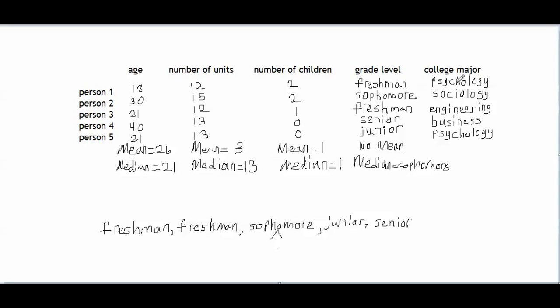Can we find the median of the college majors? College major is a nominal variable. So these 5 data values are a set of nominal data. You actually can't find the median of a set of nominal data because there's no way to put the data values in order from lowest to highest. If we can't arrange the data values in order from lowest to highest, like we did here, then we can't find the median. So these data values have no mean and no median.